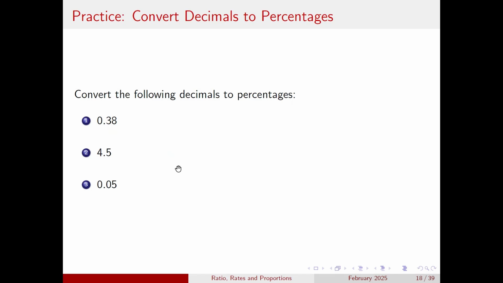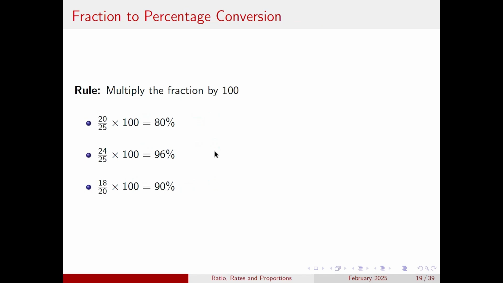So let's try. Convert the following decimals to percentages. What comes to my mind readily is to multiply each of these decimals by 100. So I take the first one, 0.38 times 100. I have 1, 2, so I have 38%. 4.5 times 100. 1, 2. There's no number here, so a 0 should be put there. So I'm having here 450%. And then 0.05 times 100, so I have 5%.